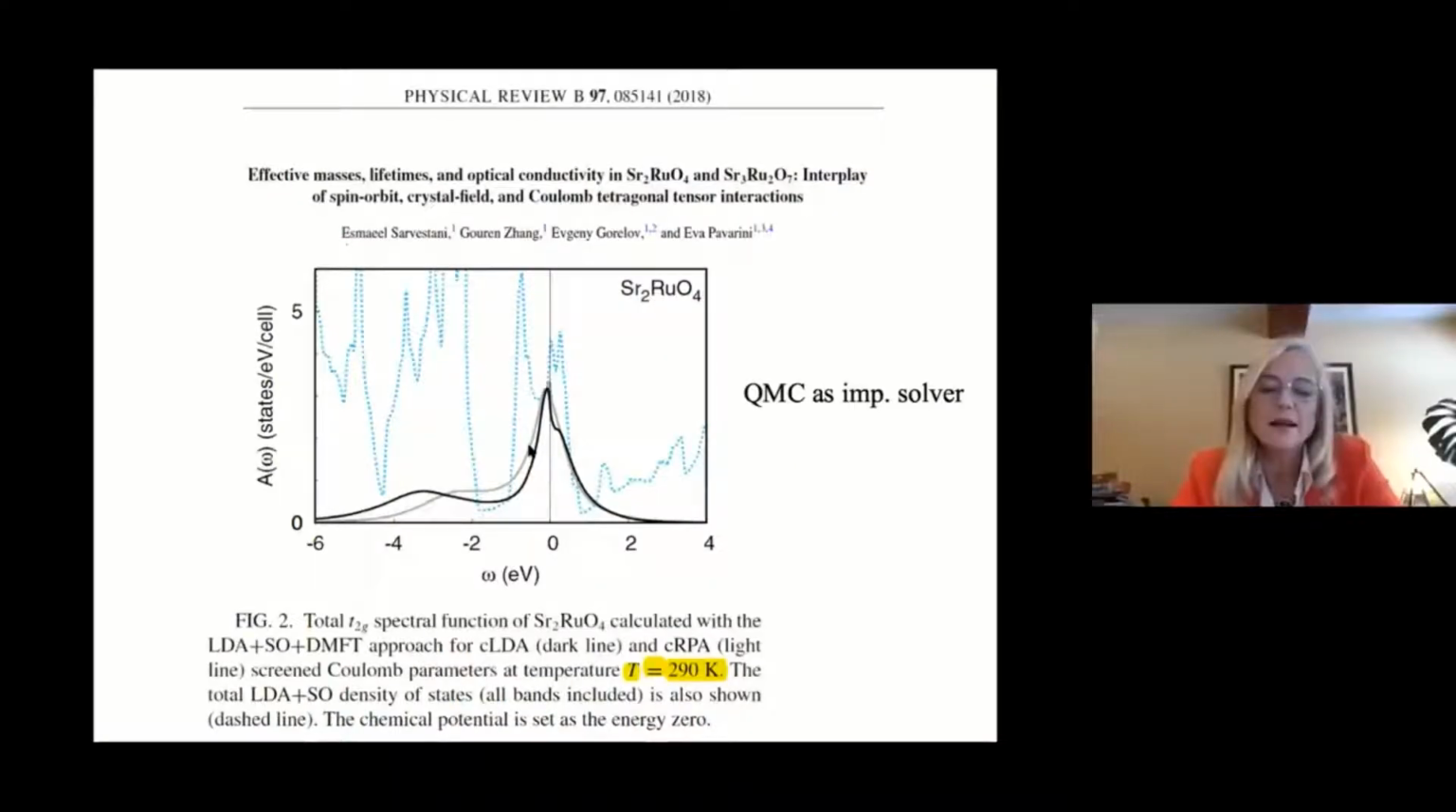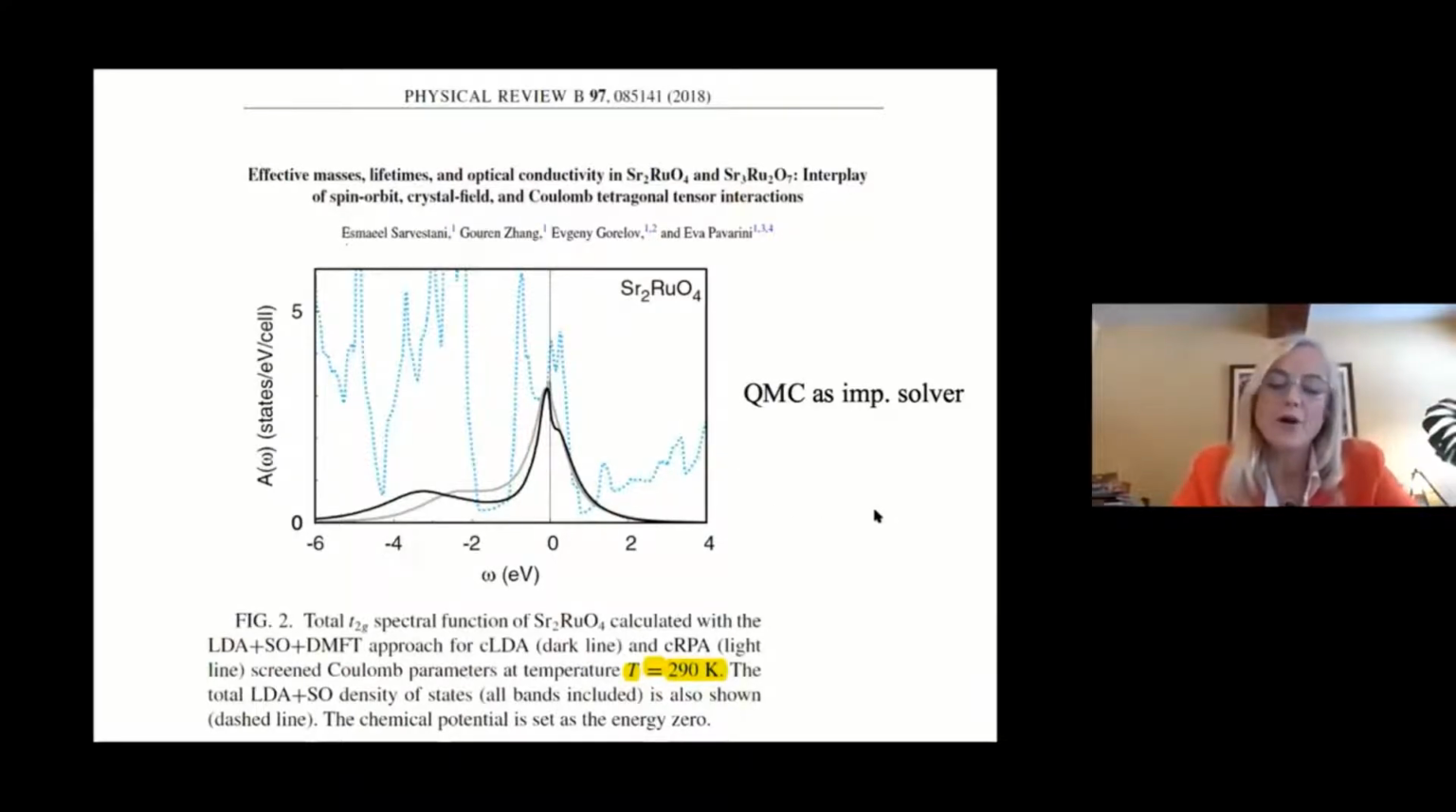The results here are with LDA spectral densities as an input, including spin orbit coupling, with the DMFT. These are this black and gray line, compared to the bare LDA plus spin orbit, which is this light blue line. So one can see how DMFT really improves the LDA results.